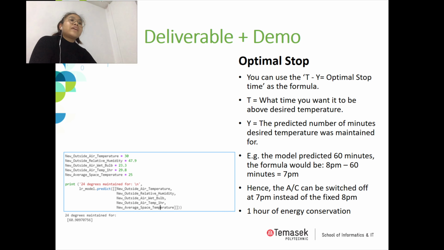So if you know that everybody leaves at 8 p.m., hence nobody is in the room to enjoy the air conditioning anymore, 60 minutes before 8 p.m. will be 7 p.m. Hence the air conditioning can be switched off at 7 p.m. instead of 8 p.m., and that is already 1 hour of energy conservation.